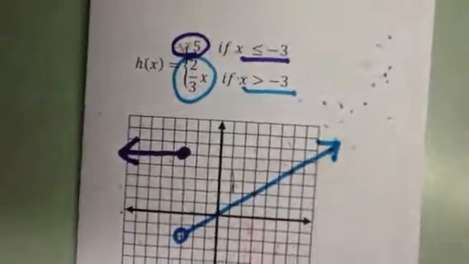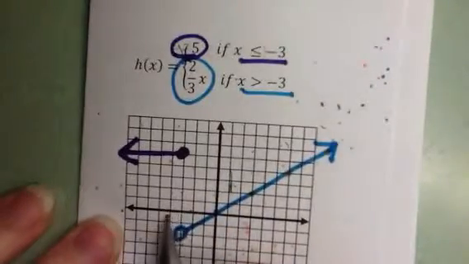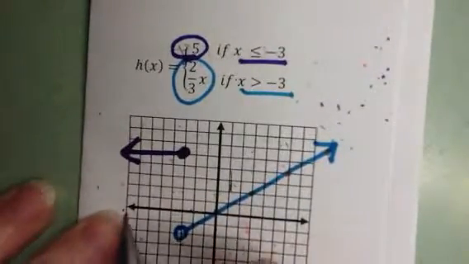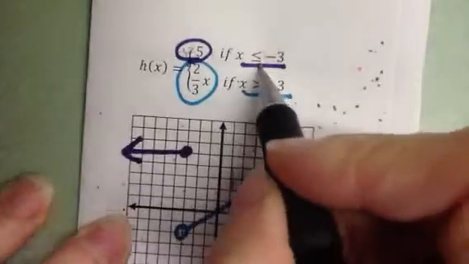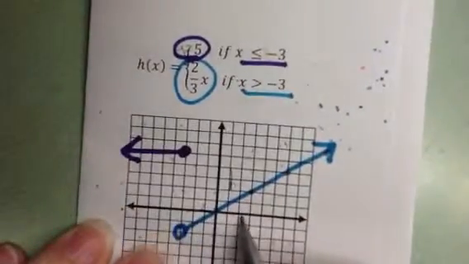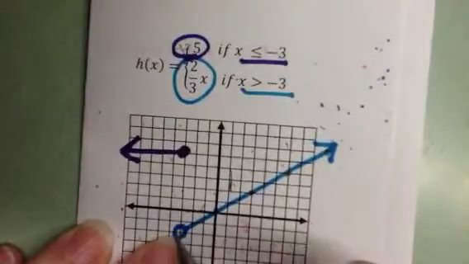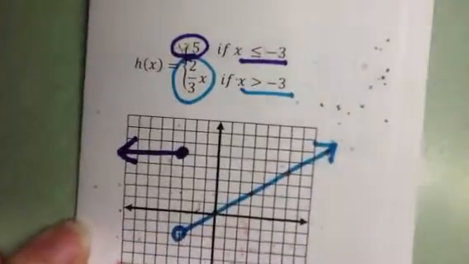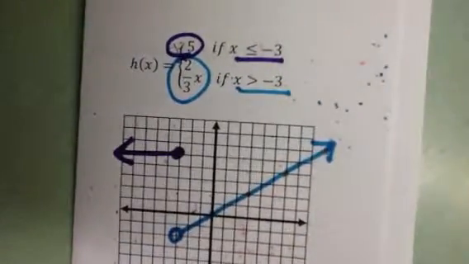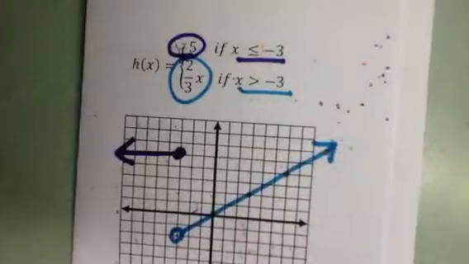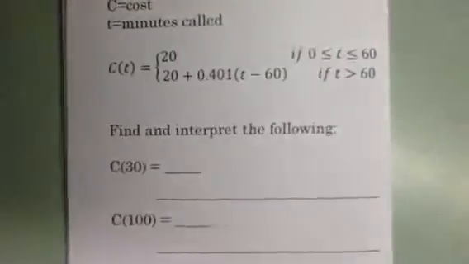So think about your x's. Here's negative 3. All of these x's are less than negative 3, so we want that part of the line for the less than. All of these x's are greater than negative 3, so we want this part of the line for that one. Okay, so that's graphing piecewise functions. The last part is using them and interpreting what they mean.